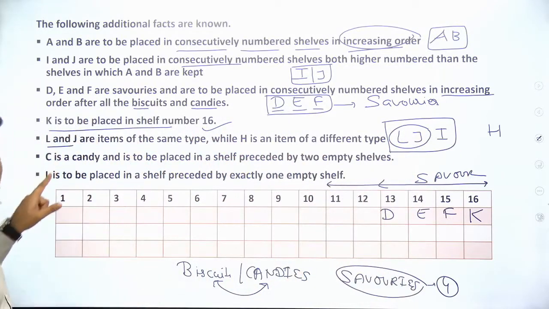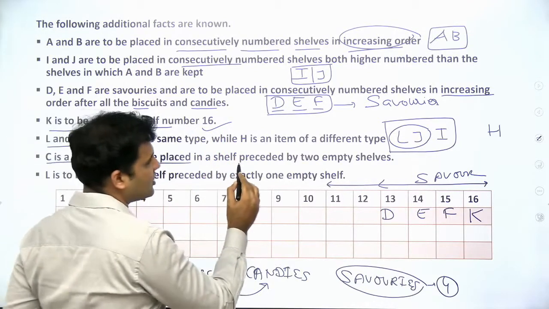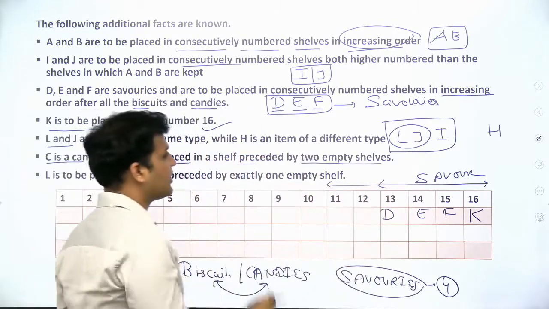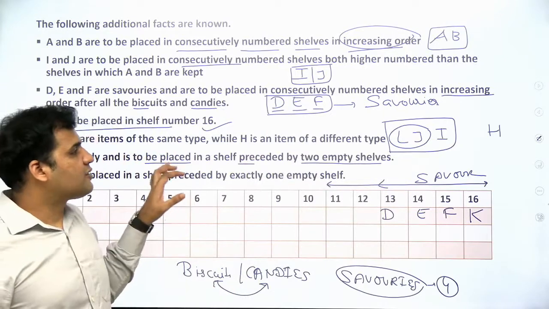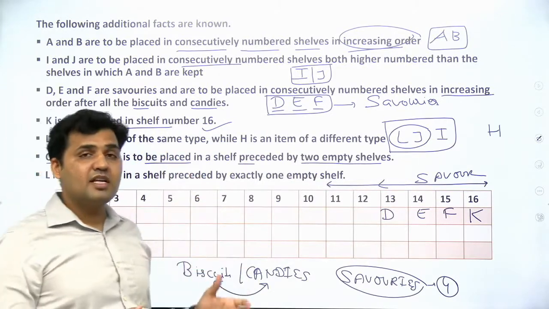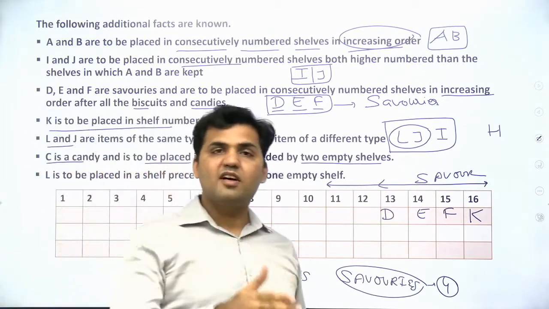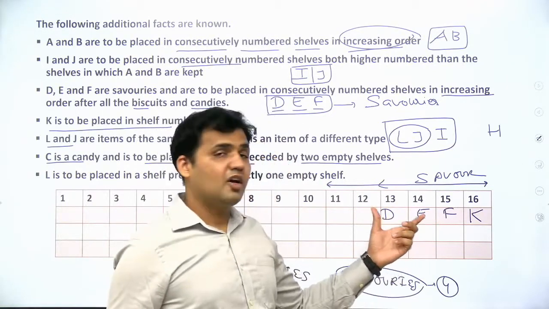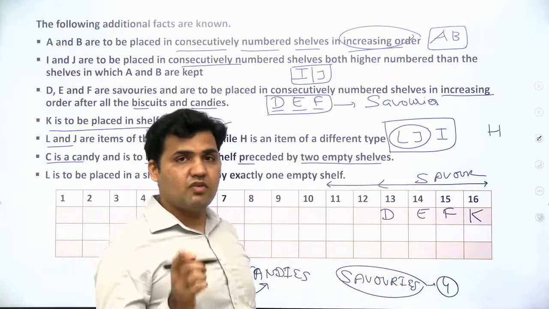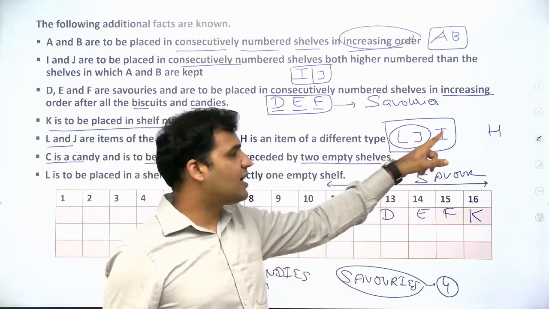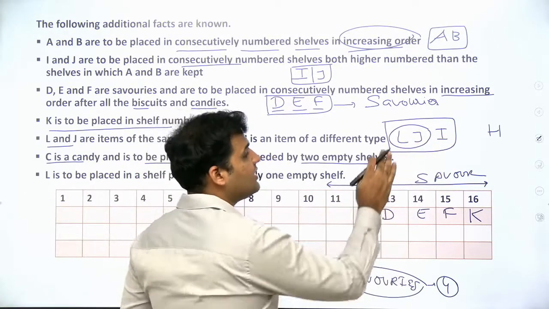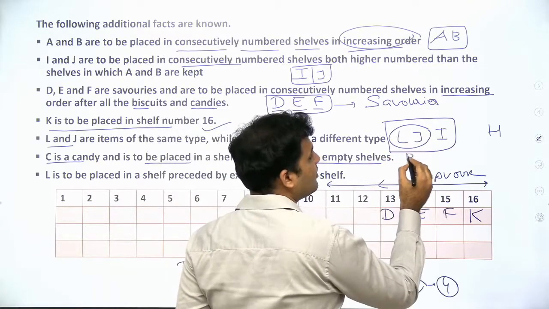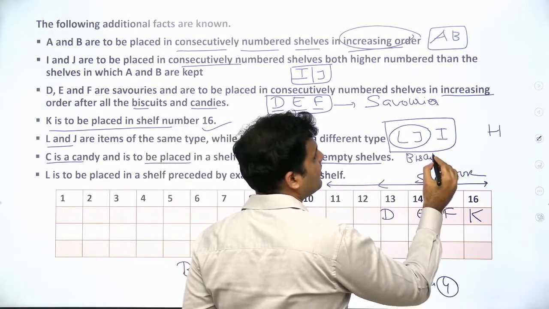Now we have C is a candy and is to be placed in a shelf preceded by 2 empty shelves. It is mentioned that C is a candy, guys, and we have already seen that out of 12 items, 5 are biscuits, 3 are candies and 4 are savories. These are the 4 savories. Now if 3 are candies and C is one of them, can I say L, J and I cannot be candies? If L, J and I cannot be candies, they have to be biscuits only, guys. They have to be biscuits.